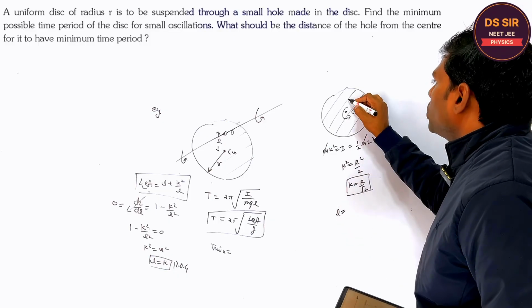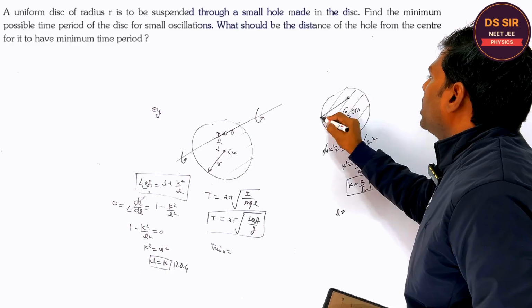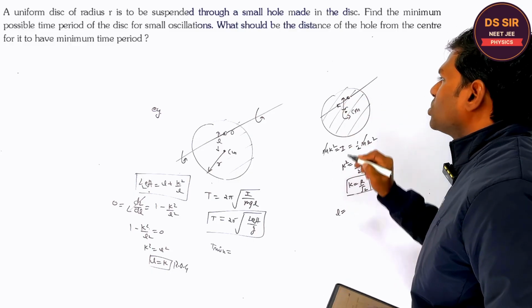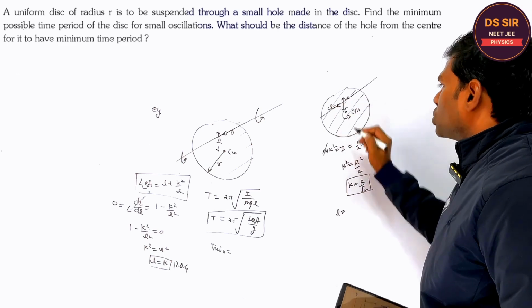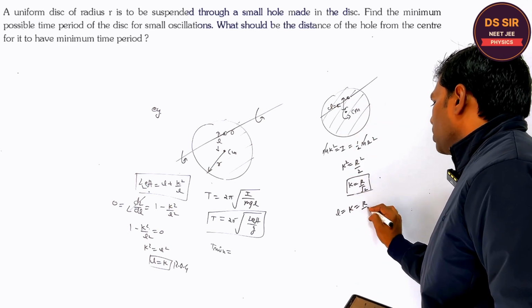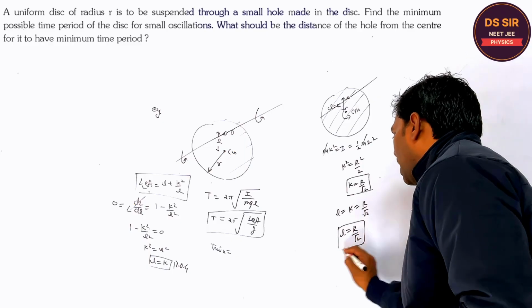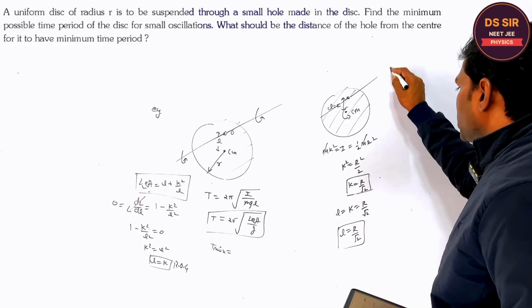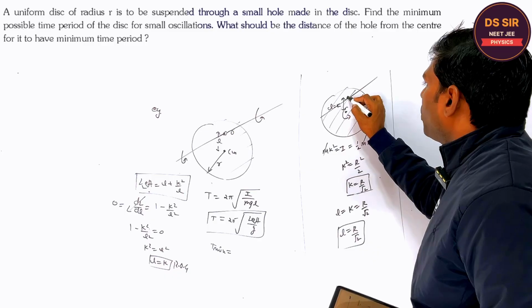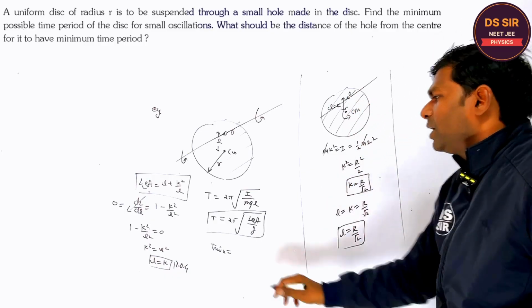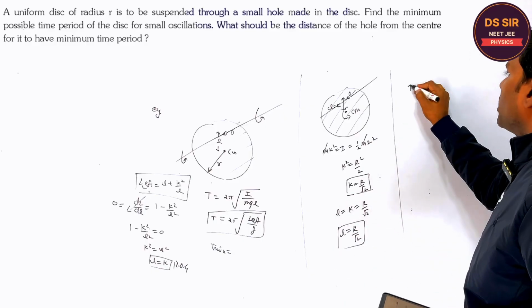So where should the hole be made? You tell. At what distance should the hole be made? L distance is equal to radius of gyration. So L value is K is equal to R by root 2. Is it clear or not? So L value is what? R by root 2. Now this is the distance of the point of suspension from center of mass to have minimum time period. And what will be the minimum time period, you tell?